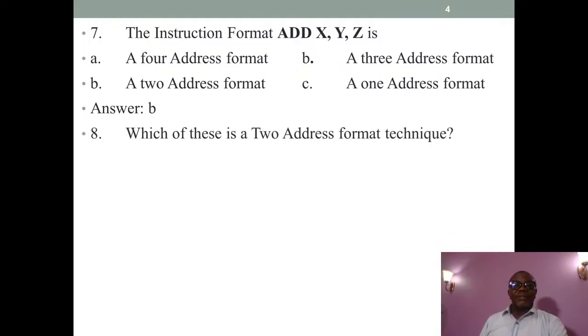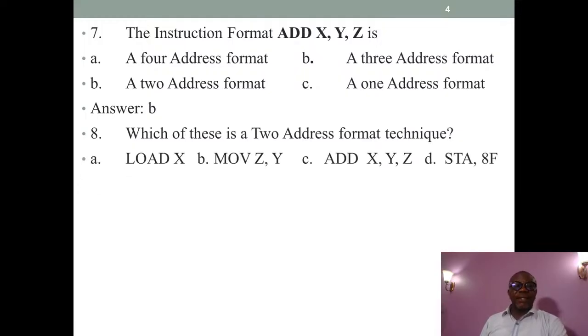So again, say which of these is a 2 address format technique? A, load X. B, move X, Y. C, add X, Y, Z. And D, store accumulator F.